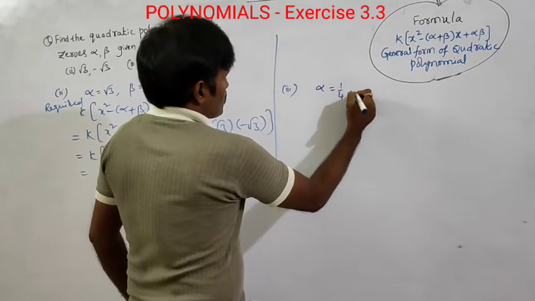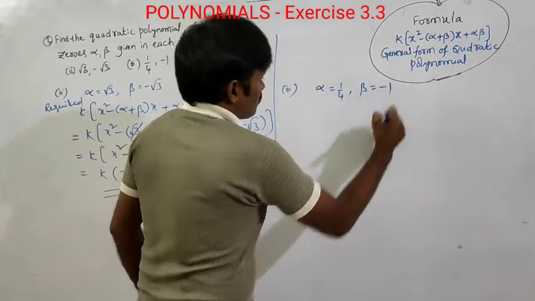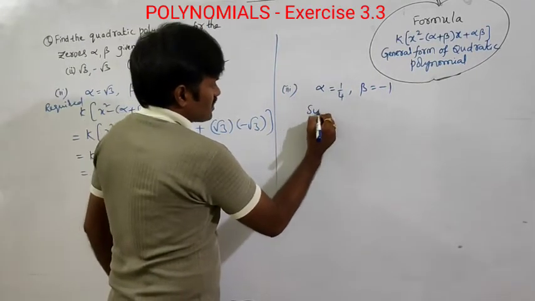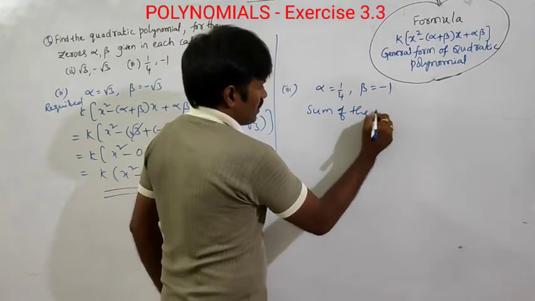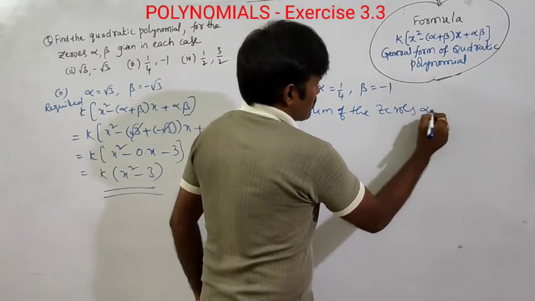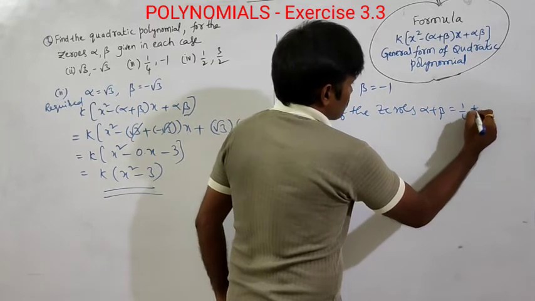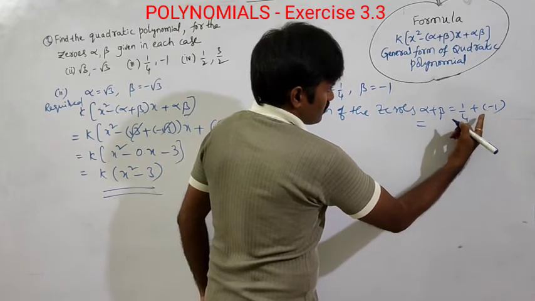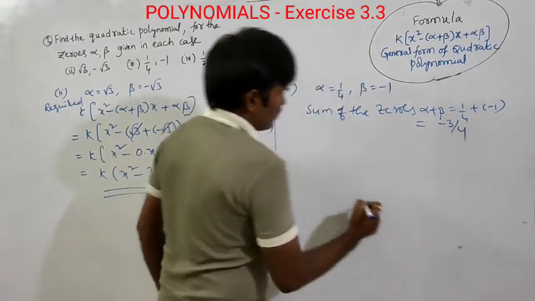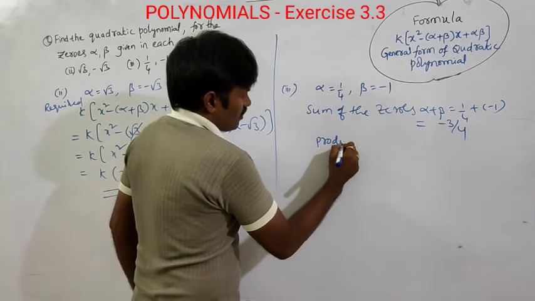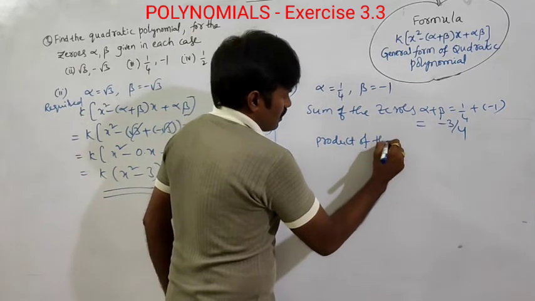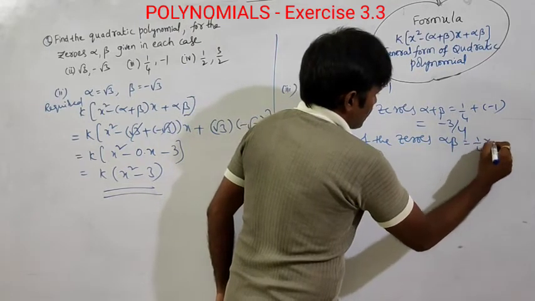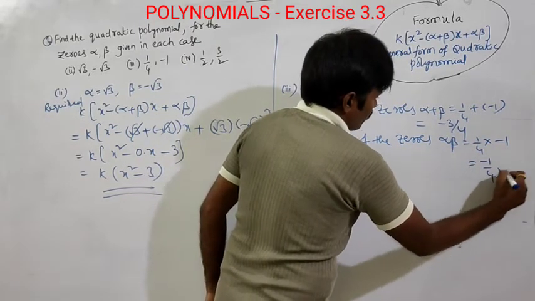Take alpha is equal to 1 by 4, beta is equal to minus 1. First find the sum of the zeros. If you find the sum of the zeros, alpha plus beta, 1 by 4 plus minus 1, then it becomes, can you guess? It becomes minus 3 by 4. And find out the product of the zeros: alpha into beta. So 1 by 4 into minus 1 is equal to minus 1 by 4.